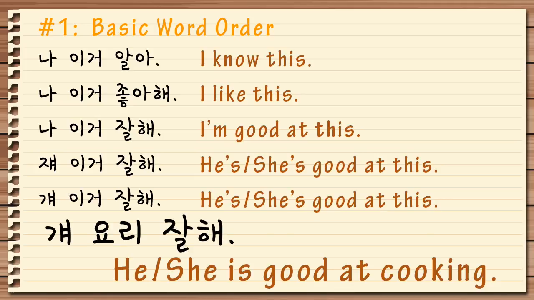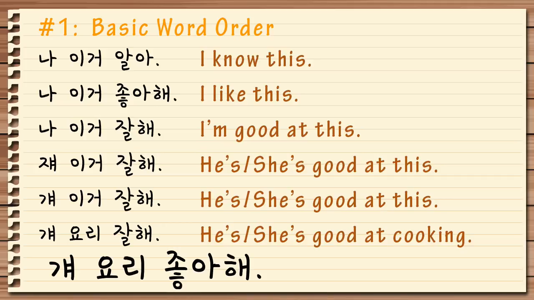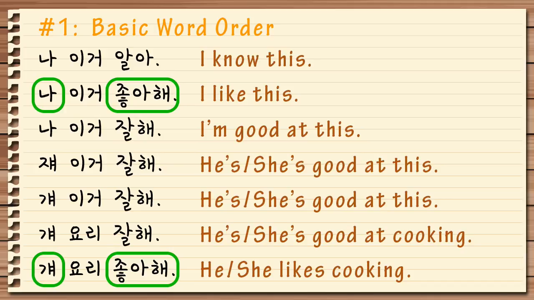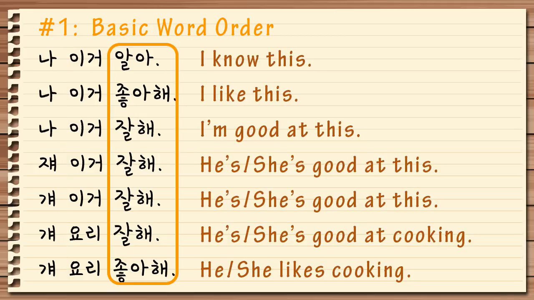걔 요리 잘해. 걔 요리 좋아해. There's one thing you can figure out here, is that, unlike English, the same form of a verb is used between when you're talking about yourself and when you're talking about someone else. And of course, you know what's the main point in this chapter, right? Subject, object, verb. Very good.